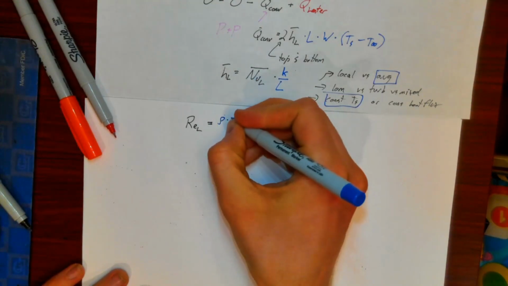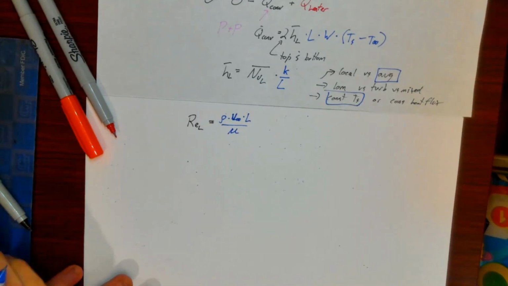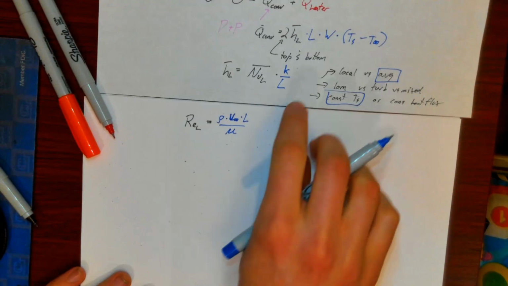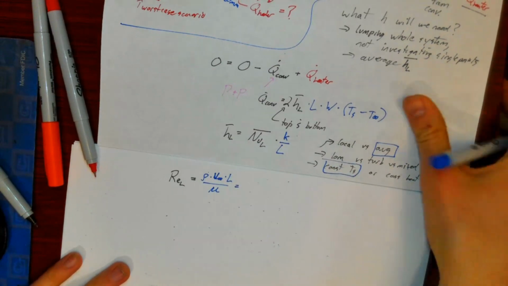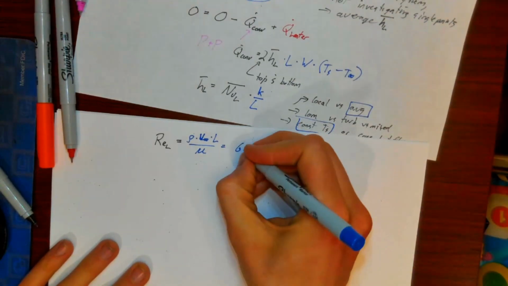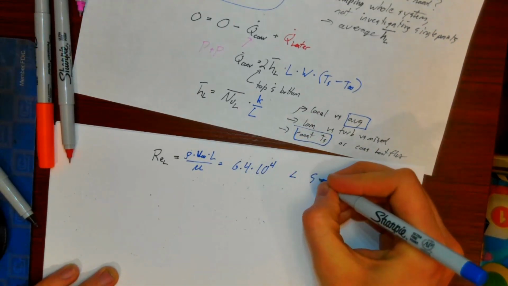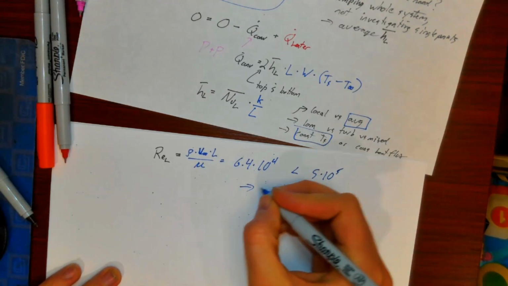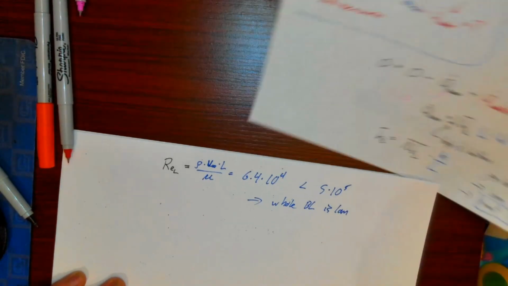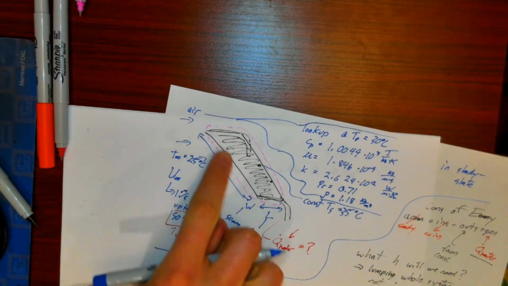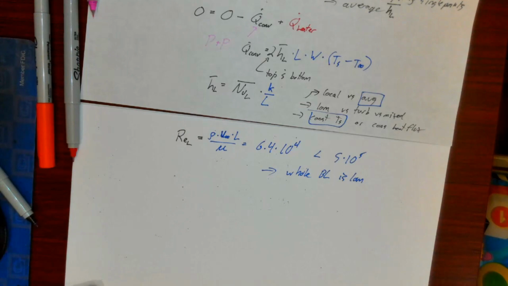That's rho U infinity times L over mu. You plug in all of this stuff that was given right here, and I'll just cut to the chase. That Reynolds number equals 6.4 times 10 to the 4th, which is less than the critical number of 5 times 10 to the 5th. So we conclude that the whole boundary layer is laminar. And there was no mention of any turbulators placed on the upstream part of this plate, so we can indeed conclude that the whole boundary layer is laminar.